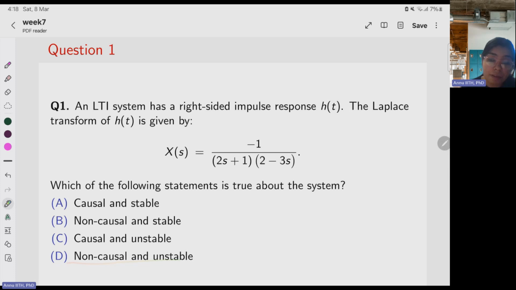So basically, you first have to see whether the poles are lying in the left half or the right half. That will tell you whether the system is stable or unstable. Second, if the ROC is to the right of the rightmost pole, then it is causal, and if it is to the left of the leftmost pole, then it is non-causal. Agree? I'm giving you ten ticks. If you have any answer, just tell me in the comment box.